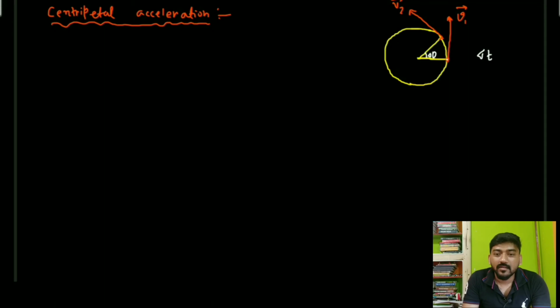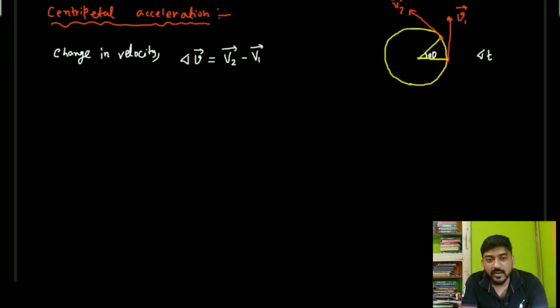Now if you want to find out the actual acceleration, you have to find out the change in velocity. This is the more significant, useful case. So first you have to find out the change in velocity, delta v, and that will obviously be the v2 vector minus the v1 vector. So you have to just go through vector subtraction.